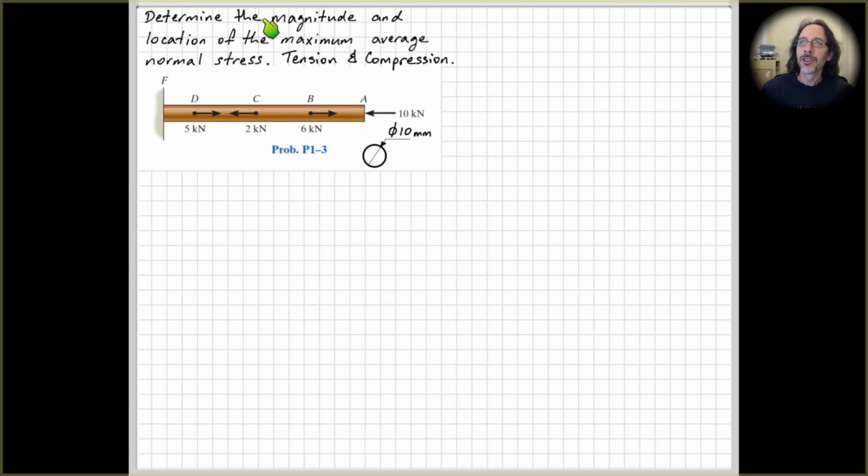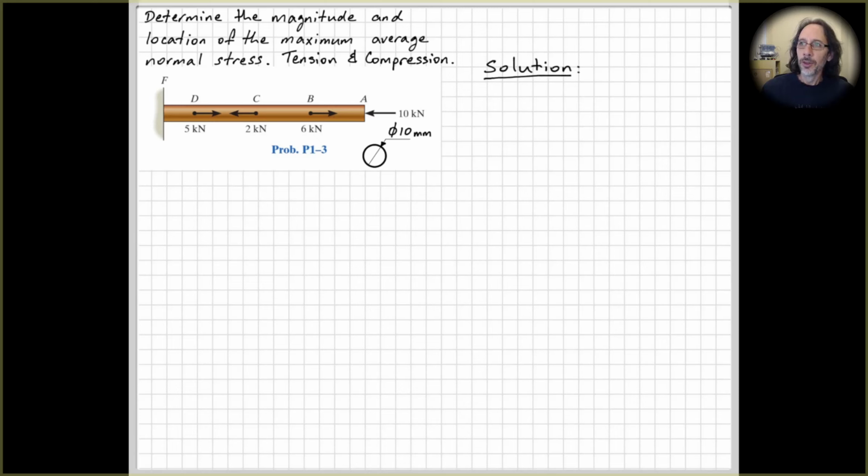All right, so we're asked to determine the magnitude and location of the maximum average normal stress in the loaded rod, and we have information about the cross section, that it's a circular cross section with a diameter of 10 millimeters. Because we've got forces going in all sorts of directions here, we also need to work out whether each section is in tension or compression. So we want to know what the maximum stress is in either tension or compression in this loaded rod.